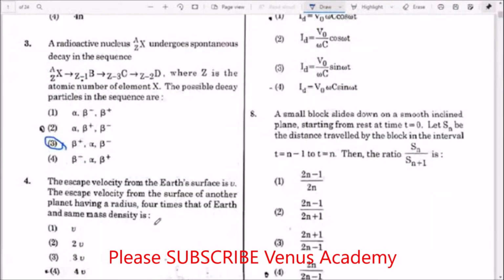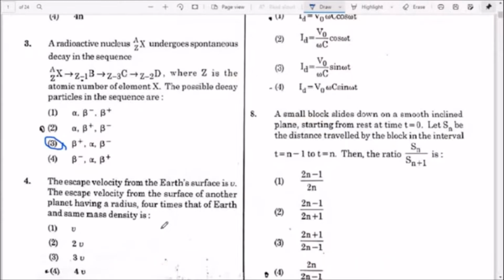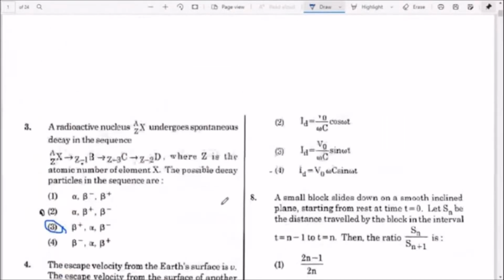Next, that is beta and alpha and beta particles. The escape velocity from the Earth's surface is v. The escape velocity from the surface of another planet having a radius 4 times that of Earth and the same mass density is option 4.